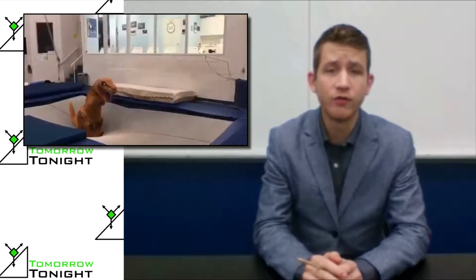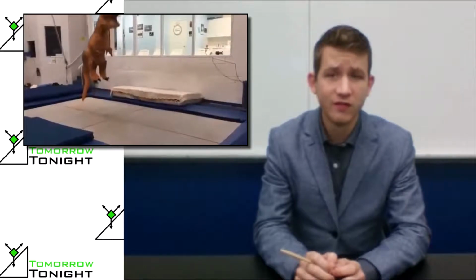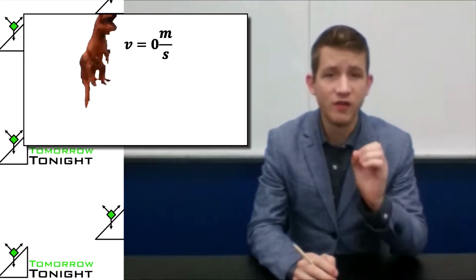Our second key situation is when something moving upwards, such as a T-Rex jumping on a trampoline, reaches its maximum height or apex. Upon reaching the highest point of its trajectory, in order for the T-Rex to turn around and start falling back down to Earth, it has to stop for just an instant, right there, so it can make the transition from moving up to moving down. So when an object reaches its apex, it has a velocity of 0 meters per second.